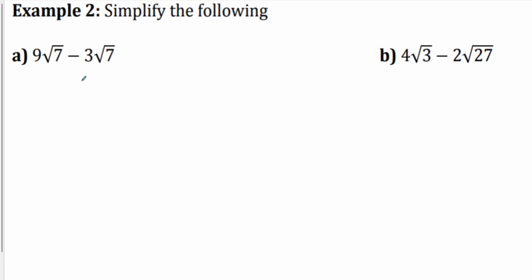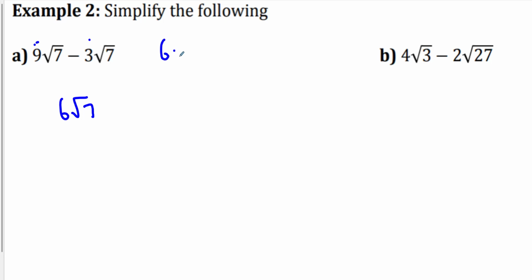Okay, so we have 9 root 7 minus 3 root 7. In this case, the number inside the roots are the same. They're both 7. This is an example of like radicals. Since the radicals are exactly the same, we can just add and subtract the whole numbers. So we just do 9 minus 3, which is 6 root 7.